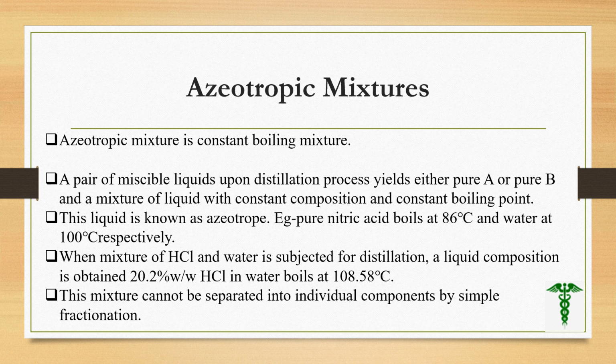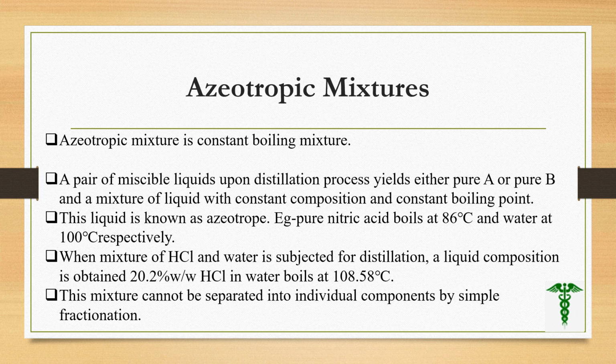If we take a pair of miscible liquids, that is, liquids that are mixable, and subject them to the distillation process, we will get two compounds, either pure A or pure B, and a mixture of liquid with constant composition and constant boiling point. Such a liquid, we call an azeotrope.